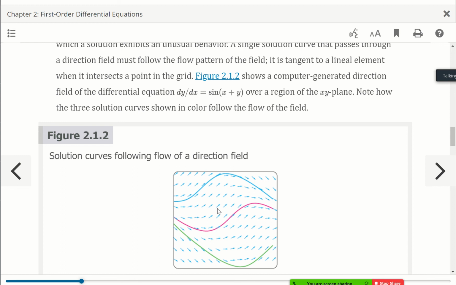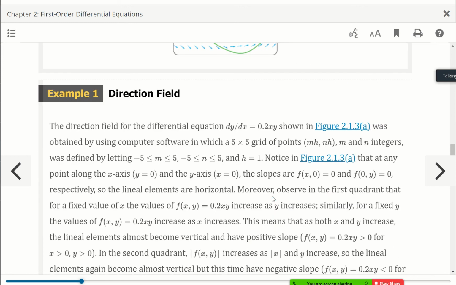Here's another one. This would be the direction field or the slope field for dy dx equals the sine of x plus y over a subset of the real plane. And you can see really how the three solution curves, shown by the color, follow the direction that's posted there.